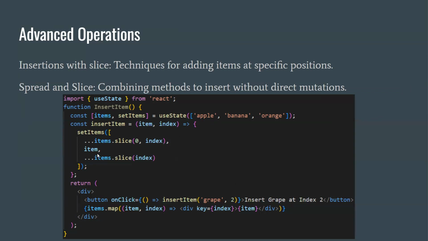What we can do is slice the array up to the point where we want to insert this grape, and then spread those items, add the new item, and then spread the remaining items. This method allows us to insert anywhere in the array without directly mutating the original array, maintaining the immutability required for optimal React performance.